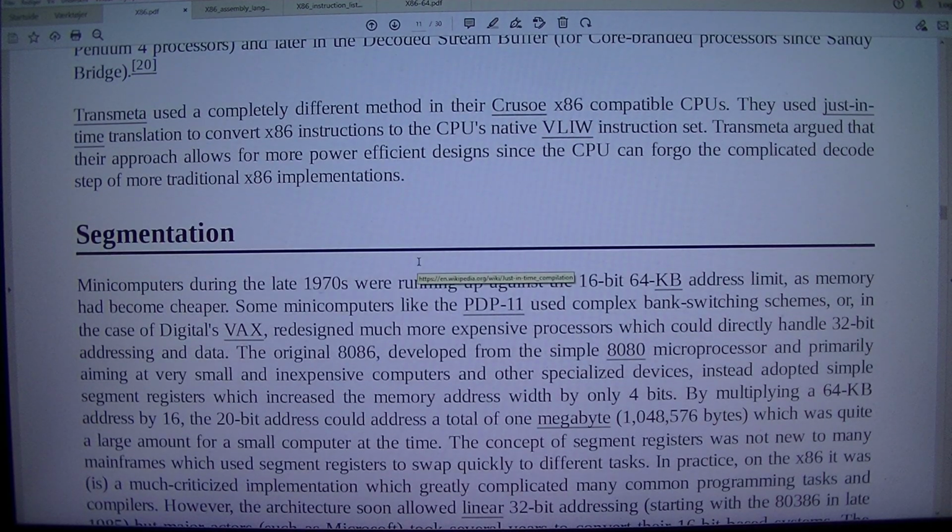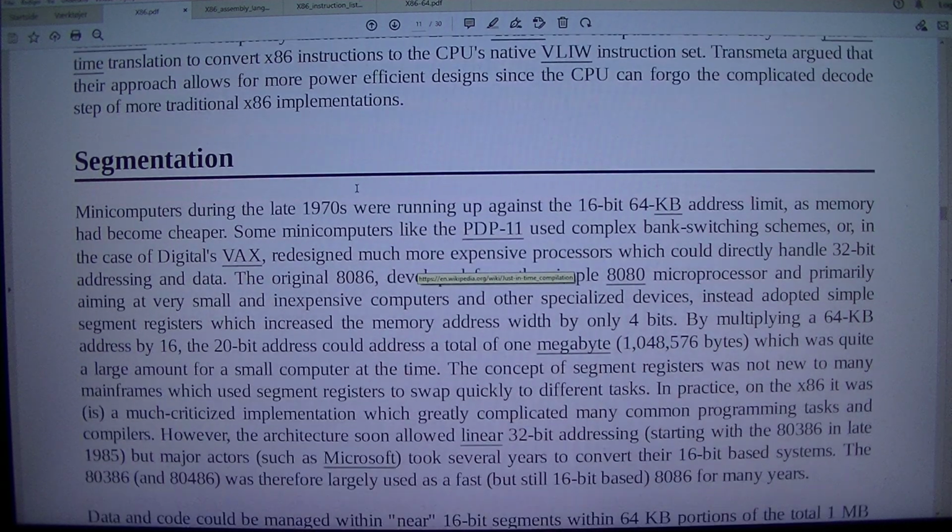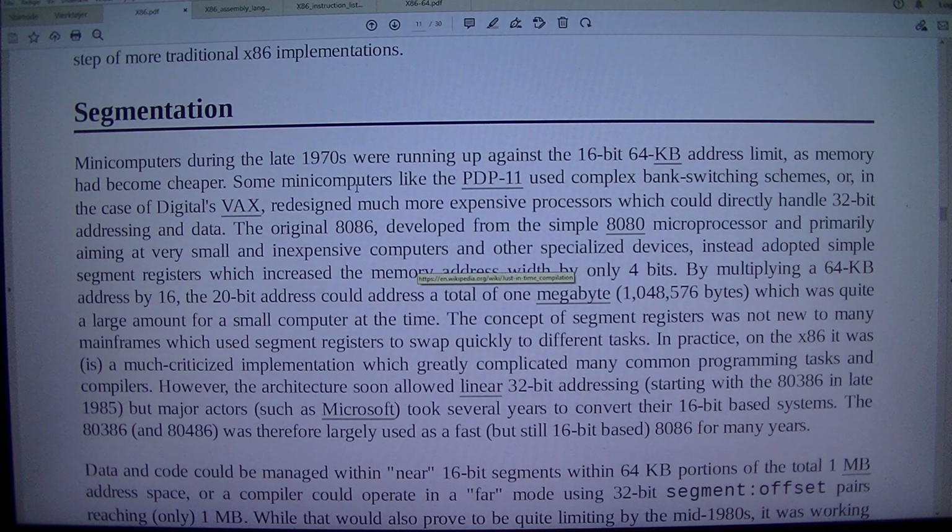Transmeta used a completely different method in their Crusoe x86 compatible CPUs. They used just-in-time translation to convert x86 instructions to the CPU's native instruction set. Transmeta argued that the approach allows for more power-efficient designs since the CPU can forego the complicated decoder step of more traditional x86 implementations.